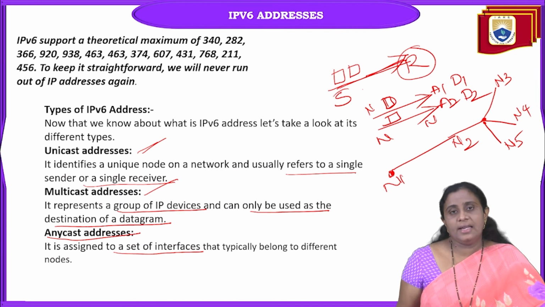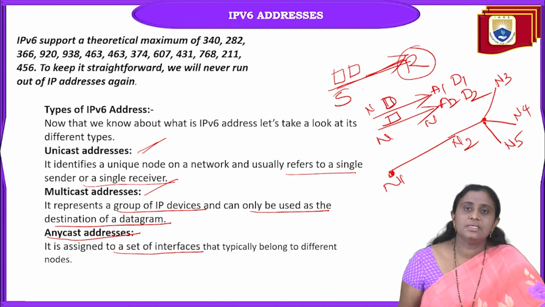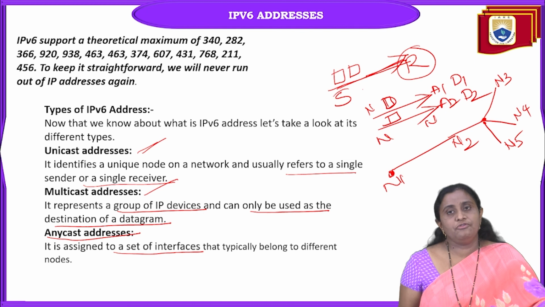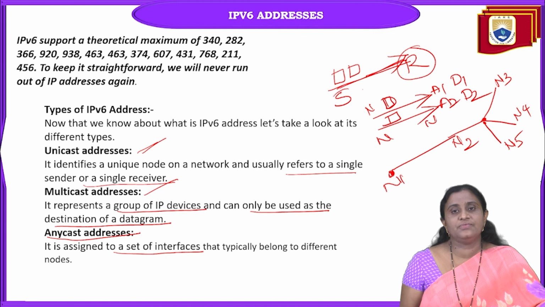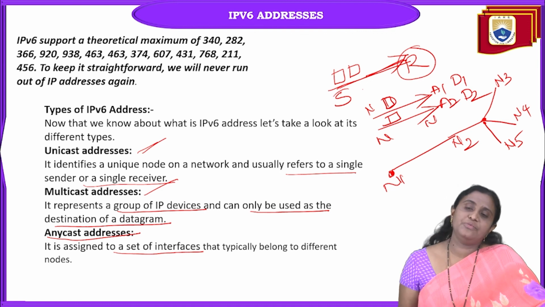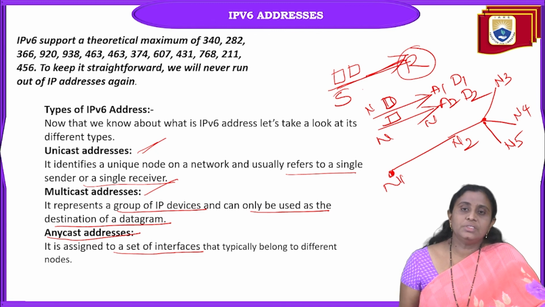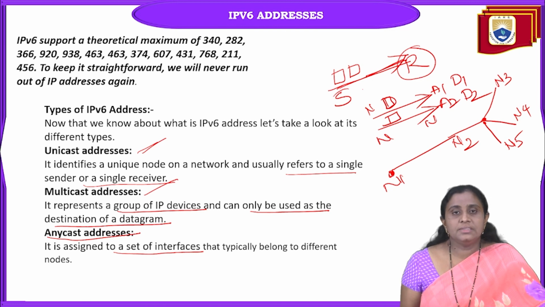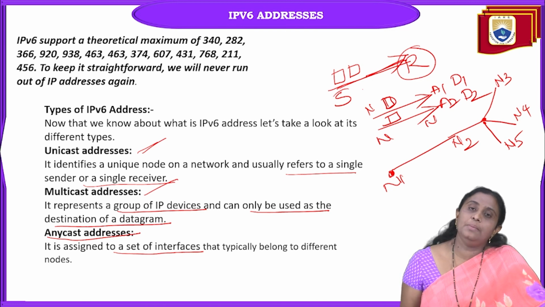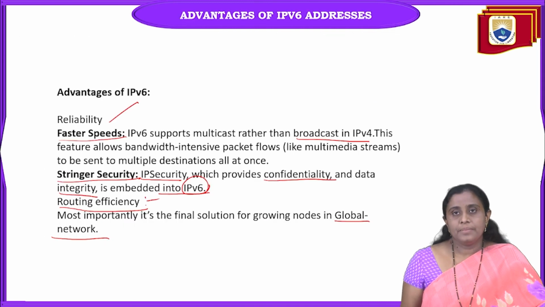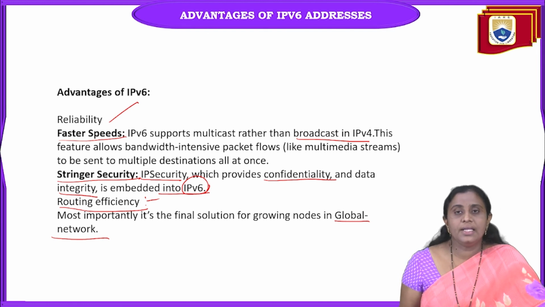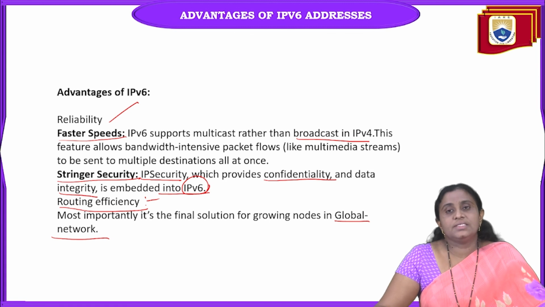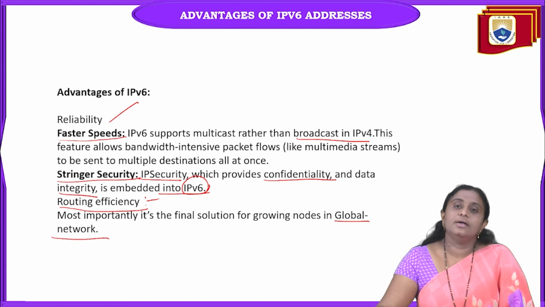Let us see what IPv6 supports, and what the types of IPv6 addresses are. A unicast address refers to a single sender and a single receiver. A multicast address is for a group of IP devices and can be used as a destination with multiple addresses. An anycast address means a set of interfaces that typically belong to different nodes. Coming to this, the advantages of IPv6 are reliability, faster speeds, stringent security as well as routing efficiency.